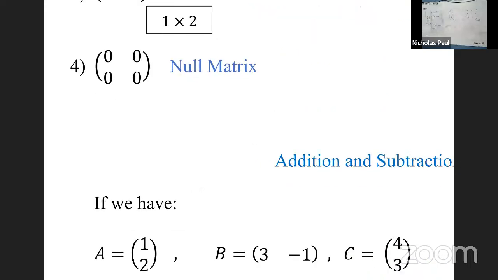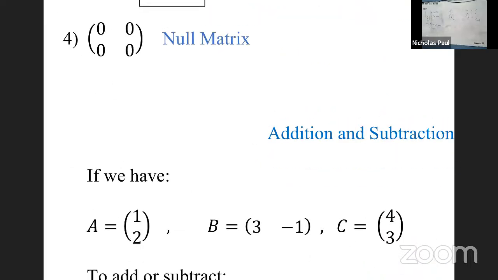We need to be able to add and subtract matrices. The only way we can add a matrix is if these matrices are the exact same size. So take a look at A and B. Are they the exact same size? No. A is a what? 2 by 1. And B is a what? 1 by 2. So we cannot add or subtract those. But A and C, nice. How do we add and subtract? Real easy.